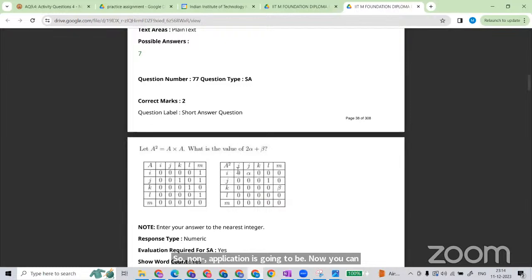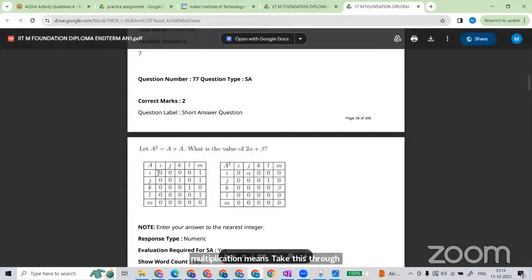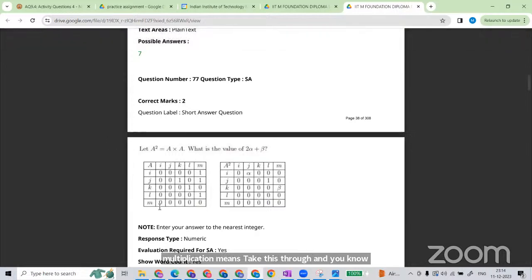If you do normal multiplication, take this row and multiply it with the same column, so everything is going to be 0 here. This alpha is going to be 0. Right, sir, but beta is also 0, no? If you want to find the beta, you have to take this row and multiply with this column. How is beta 0?